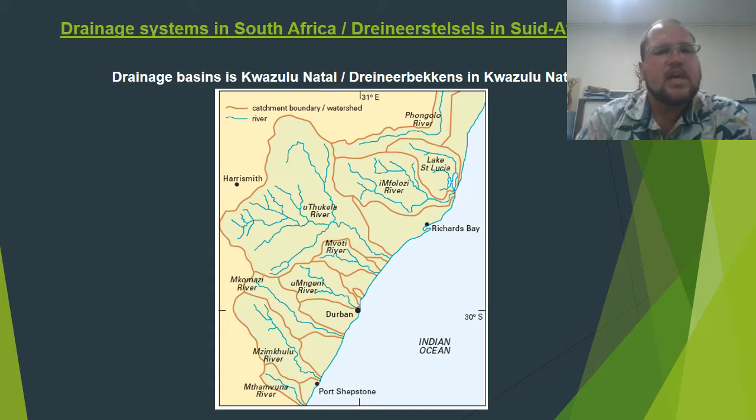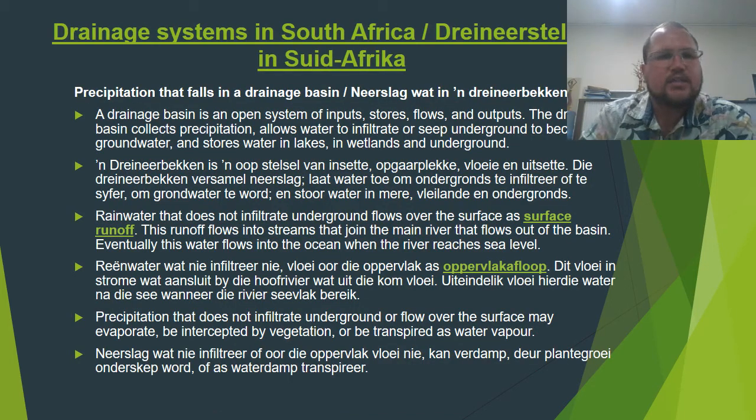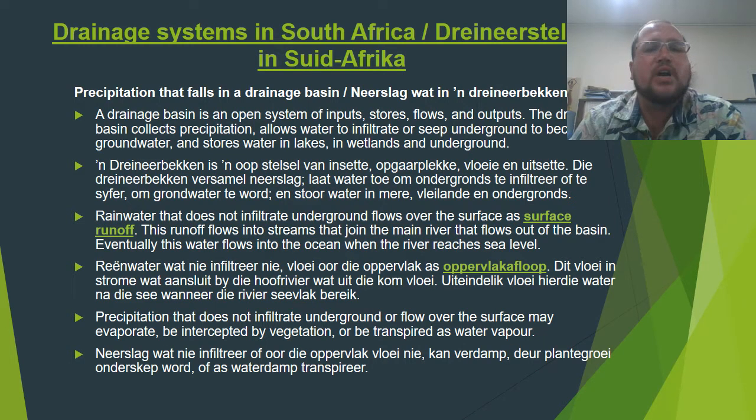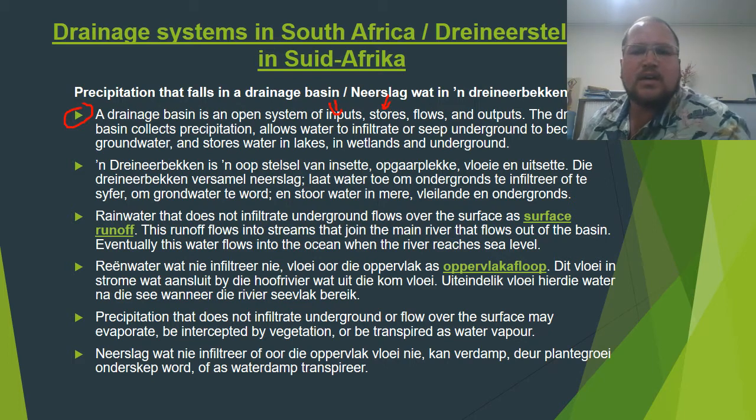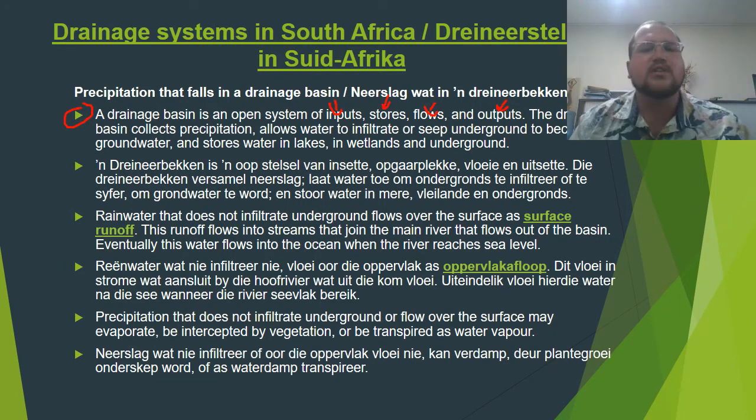Okay, sorry about that. So, let's go to our next slide where we talk about drainage systems in South Africa, the precipitation that falls in a drainage basin. A drainage basin is an open system of inputs, stores, and flows. Now, inputs meaning our sources, stores meaning things like dams and lakes, damme en groter opvangsgebiede, and flows are rivers, as well as outputs where it mouths out into the ocean or into a dam. So these are the different parts that make up our drainage basin.